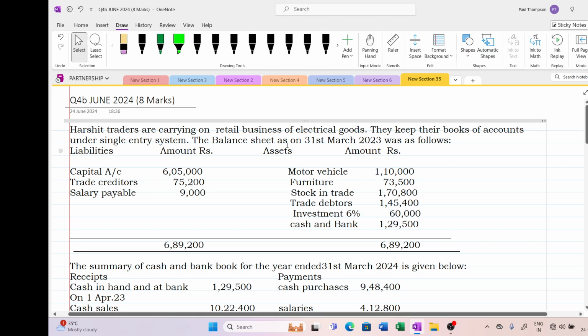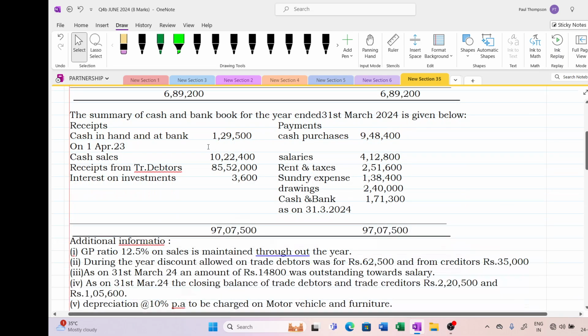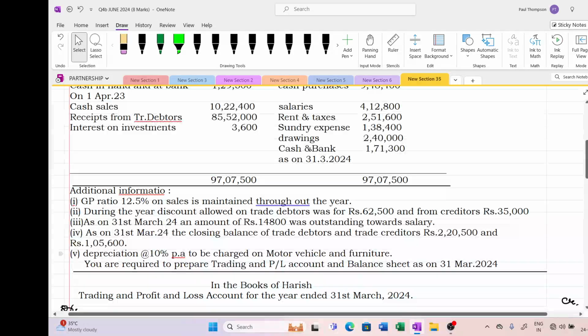Yes, they have given the balance sheet as on 31st March 23. So this is the opening capital and the opening balances are given to you. Then they have given comfortably the cash and bank book balanced, so you need not worry about that. And additional information is given, and you are asked to prepare trading P&L account and balance sheet as on 31st March 24.